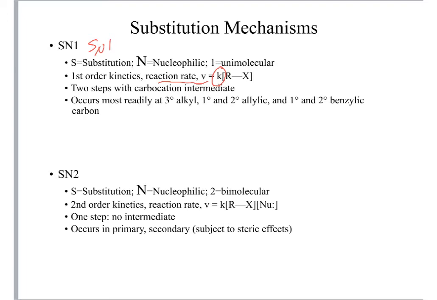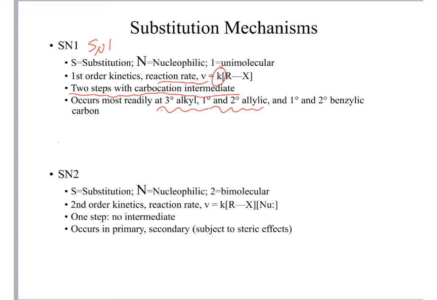So for this type of reaction, we have two steps, with the first step being the rate determining step, and it involves formation of the carbocation. This reaction is most favored for tertiary alkyl halides and also primary and secondary allylic and benzylic alkyl halides.